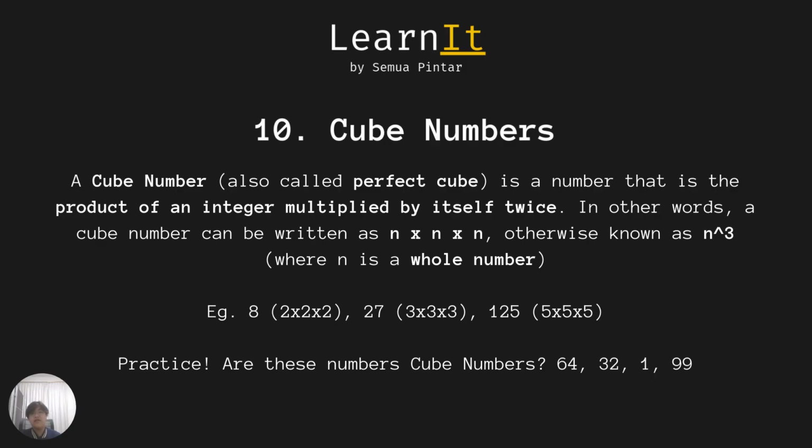32, however, is not a cube number because it cannot be expressed as an integer multiplied by itself twice. Or when we try to cube root 32, we don't get an integer. 1 is also a cube number, so 1 is both a square number and a cube number because 1 can be expressed as 1 times 1 times 1, which is the property of a cube number. And 99 is not a cube number because if we try to cube root 99, we do not get an integer.